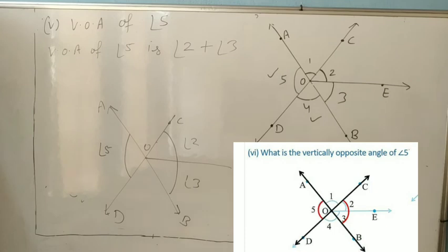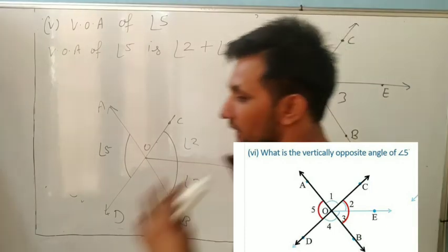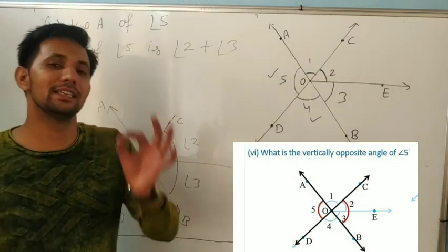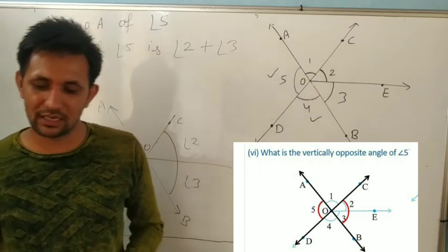So always remember, dear, what is vertical opposite angle, what is linear pair, and what is adjacent angle. Okay, in the next class we will do the next.